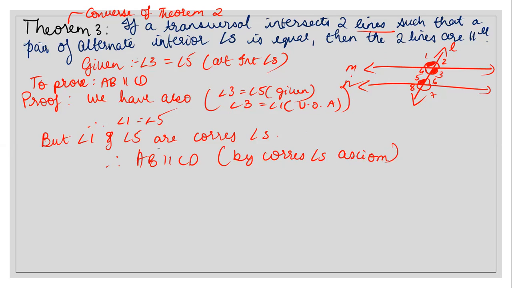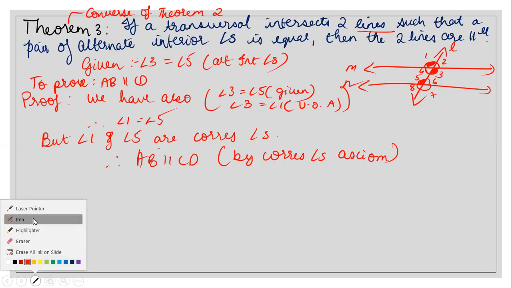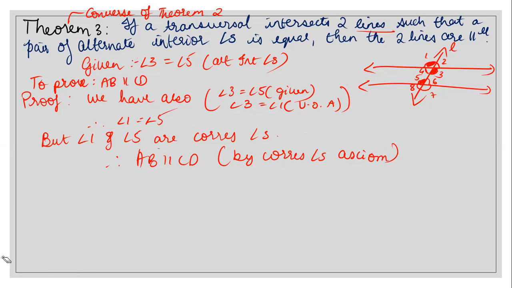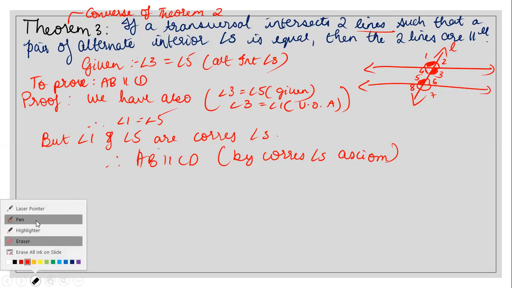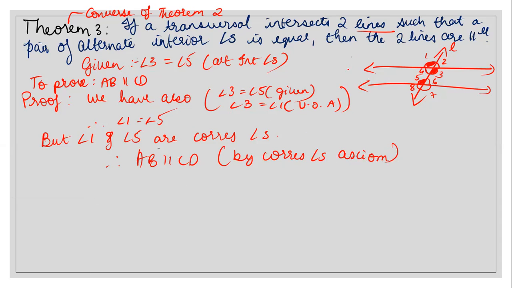Here it is not AB, right? Oh, I'm so sorry. I'll name it again properly. It's not lines M and N. Pardon me. It is lines AB and CD. Yeah, that's what you were thinking, right? AB is parallel to CD by corresponding angles axiom. Thus, we have proved it. Thus proved.